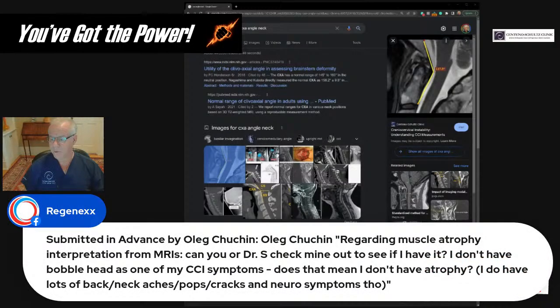Oleg asks about muscle atrophy interpretation from MRIs. Can you or Dr. S check mine out to see if I have it? I don't have a bobblehead as one of my CCI symptoms. Does that mean I don't have atrophy? I do have lots of back and neck aches, pops, cracks, and neuro symptoms, though. Sure, happy to check your MRI to see if it has atrophy. Oleg, just reach out to my email address. I think Carol, who monitors our Facebook, has that. If you want to send that to me, I'm happy to take a quick look at it.